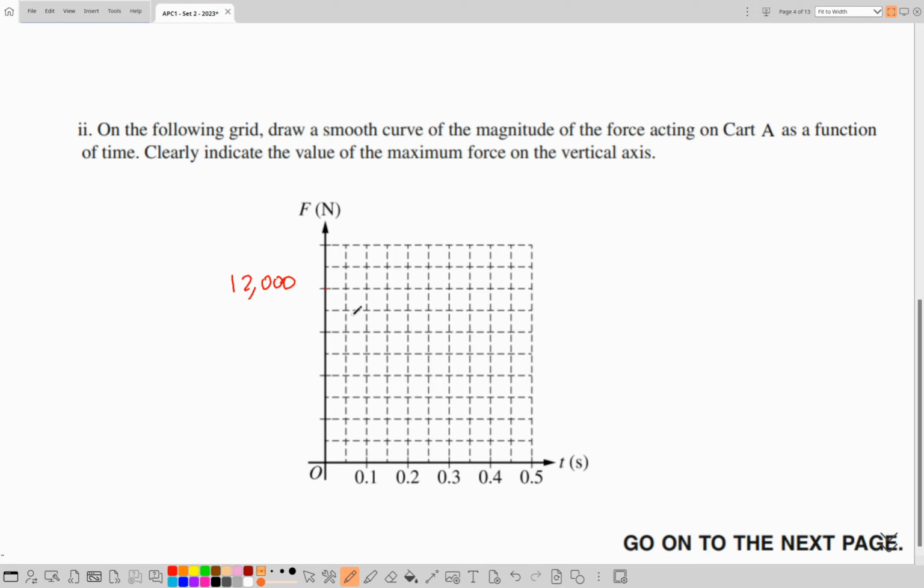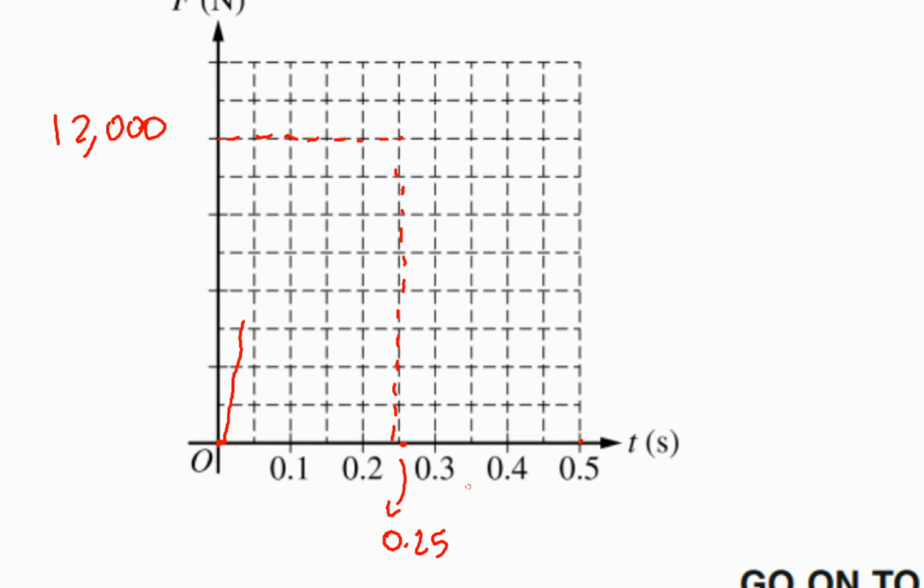Then the force should reach a maximum value at a time given by 0.25 seconds, which is here. Now initially at t equals 0 the carts didn't collide, so there is no force exerted on A, so it should start at 0, and finally the collision ends at 0.5 seconds, so here again it should drop down to 0. So we expect the curve should increase something like that, then decrease something like that.